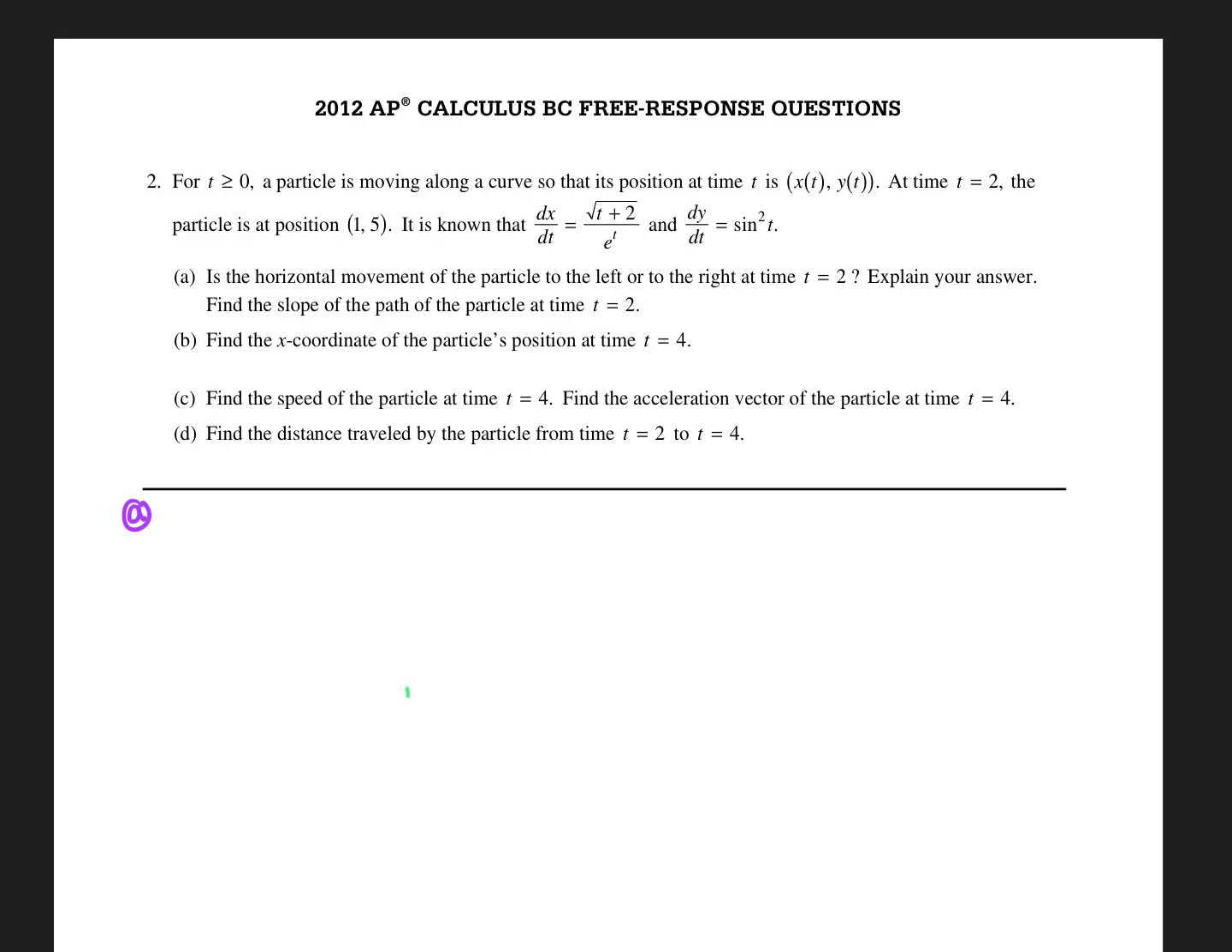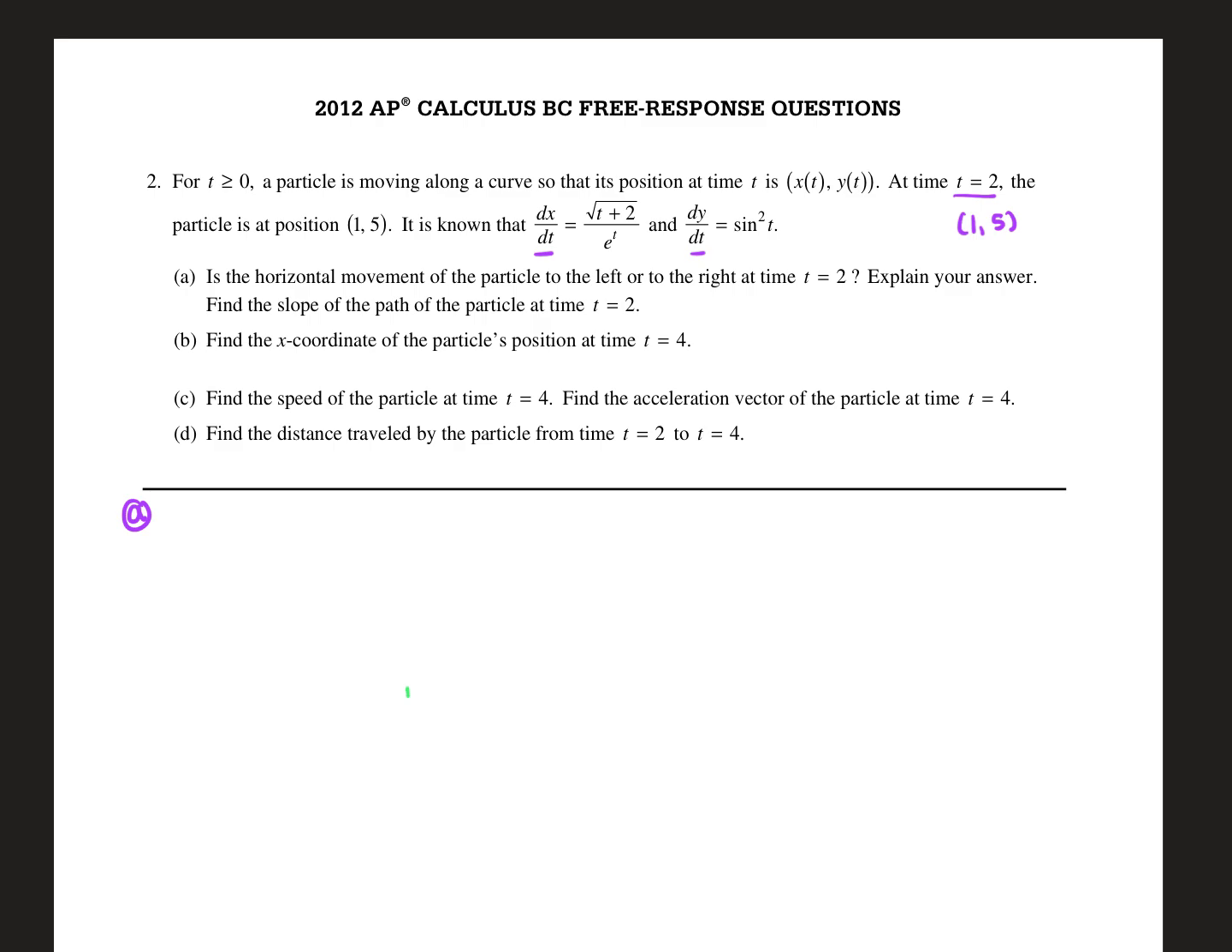This is the parametric question from 2012. Notice again, they gave us that at time equals 2, we're at a certain position of (1, 5), and they've given us our velocity in both the x and y direction. This is a calculator problem.